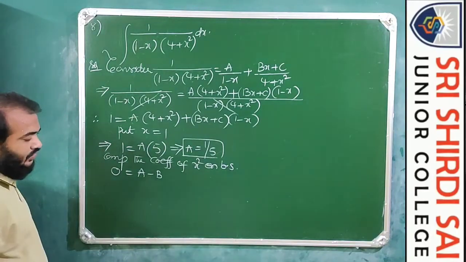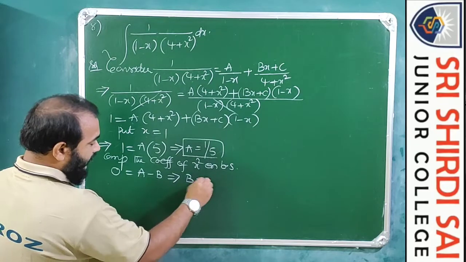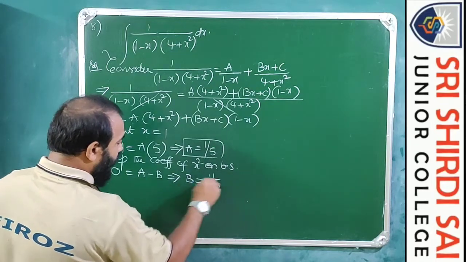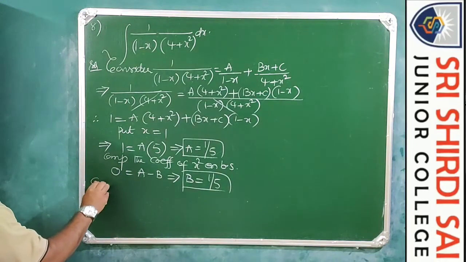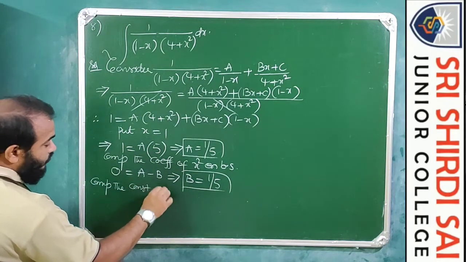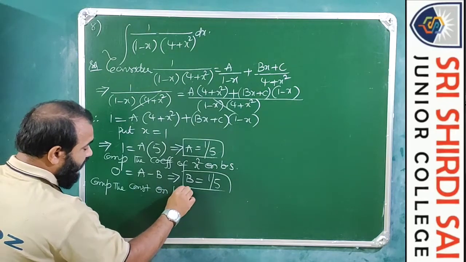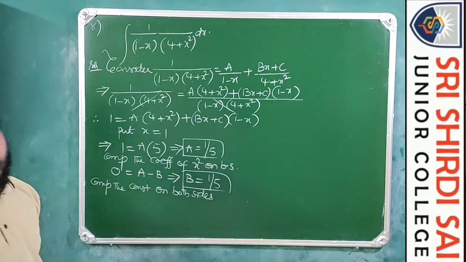So therefore this is what we are getting: a minus b equals 0. From this a is equal to b, so b is also a, and a is 1 by 5, which we got earlier. Now comparing the constants on both sides, you may look for even the coefficient of x as well, no problem.